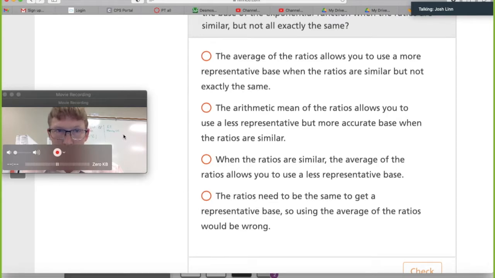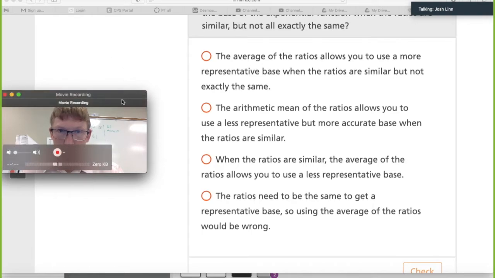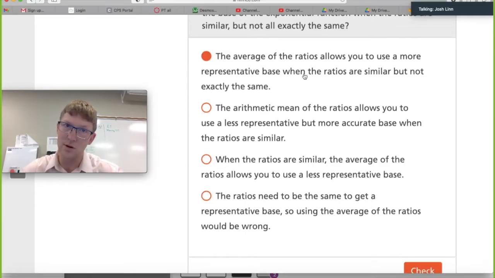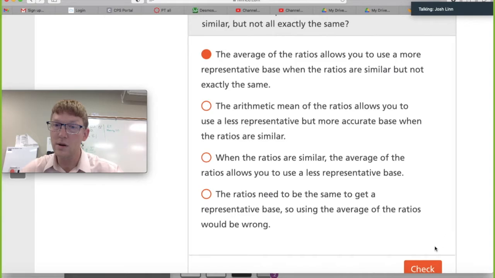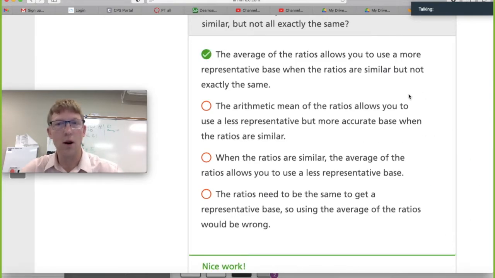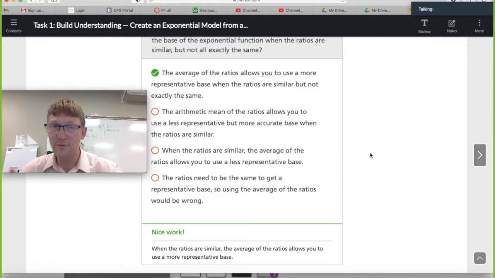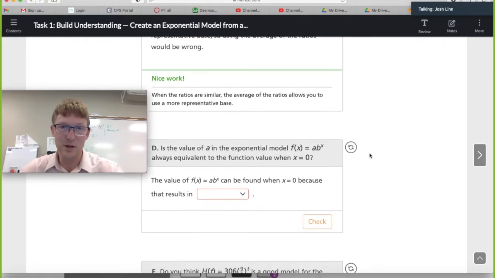When the ratios are similar, the average ratio allows you to use a less representative base. Why would we want to do that? That seems crazy. The ratios need to be the same to get a representative base, so using the average of ratios would be wrong. Well, the book told us to do it, so it's probably not wrong. So your best answer is going to be this one right here. The average ratios allows you to use a more representative base as opposed to just picking one or whatever. So that's very, very typical, using the average of something like that.